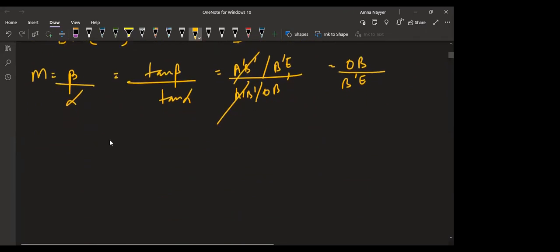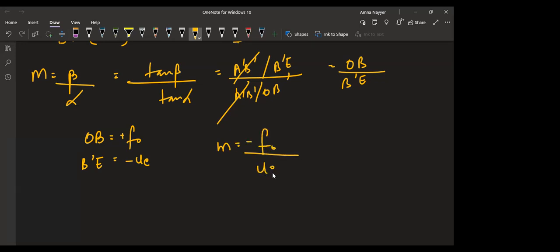This is OB and B dash E. OB was the focal length, so positive. BE is the object distance, so minus U. Exactly from the triangle, you can see these are the things. So your magnification now becomes F naught with a minus sign by U.